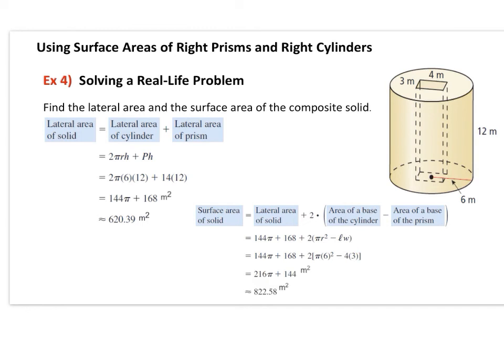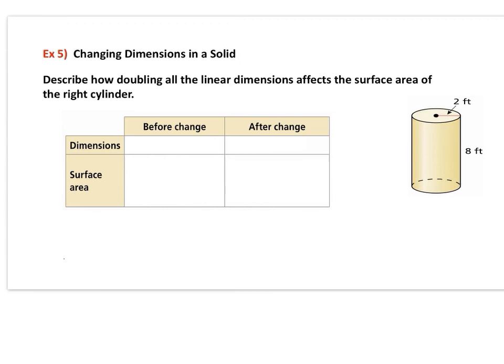All right, so our exact total surface area of the solid would be 216 pi plus 144 meters squared. Typed in the calculator, approximately 822.58 meters squared.